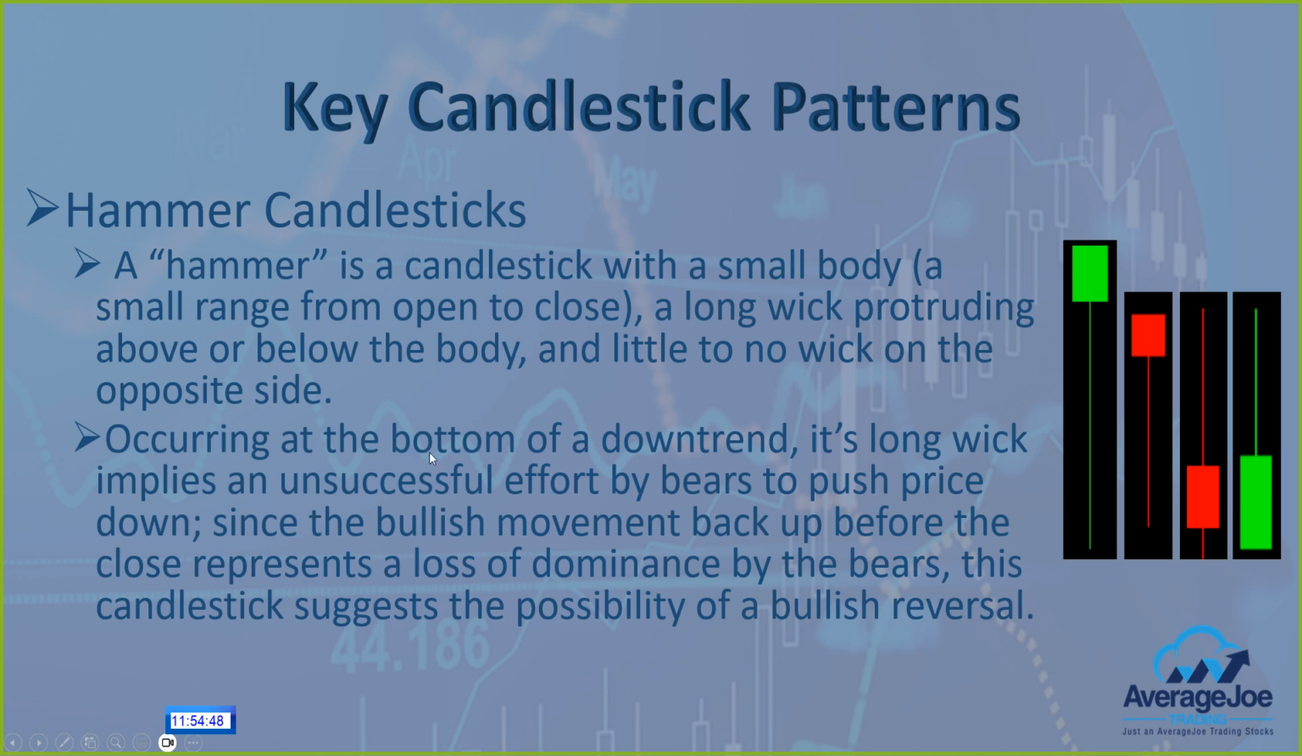So if you have a hammer like this occurring at the bottom of a downtrend, it's a long wick. Remember, it tells us that the bears that were selling off ran out of steam and it gets bought aggressively back up. To me, that tells me somebody artificially brought it down so they could start filling the rest of these orders. But again, you don't know for sure. You really don't. We're just kind of guessing unless you're sitting next to the person that does it.